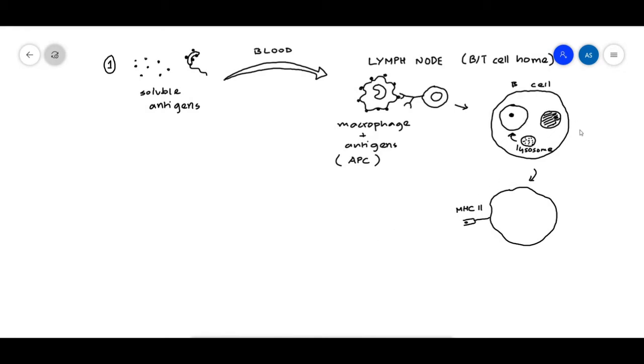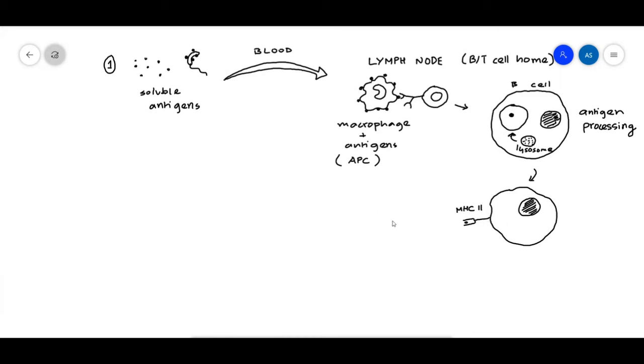So remember that this stage is going to be called antigen processing. And we're going to have a number of things that are going to happen here. This antigen is going to be processed, it's going to be attached to an MHC2 molecule that is going to be produced inside the cell. And eventually, that MHC2 molecule and antigen is going to be expressed in the cell membrane, like this.